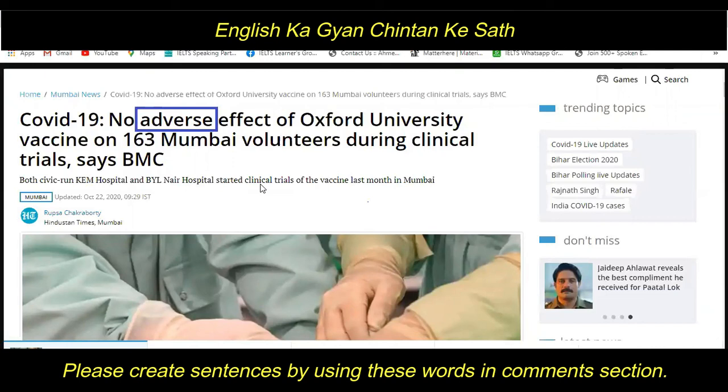It means कोई भी harmful effect वो 163 इंडिविजुअल पे नहीं दिखा. किसका? ऑक्सफोर्ड यूनिवर्सिटी वैक्सीन का. So instead of using no harmful effect, they have utilized no adverse effect, right? So I hope you understand the word adverse also.